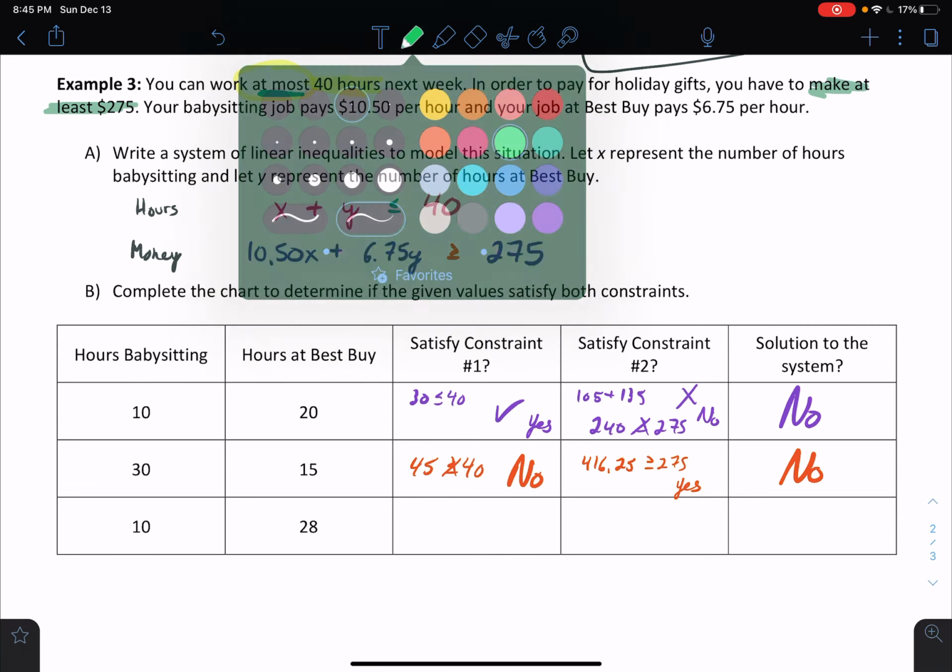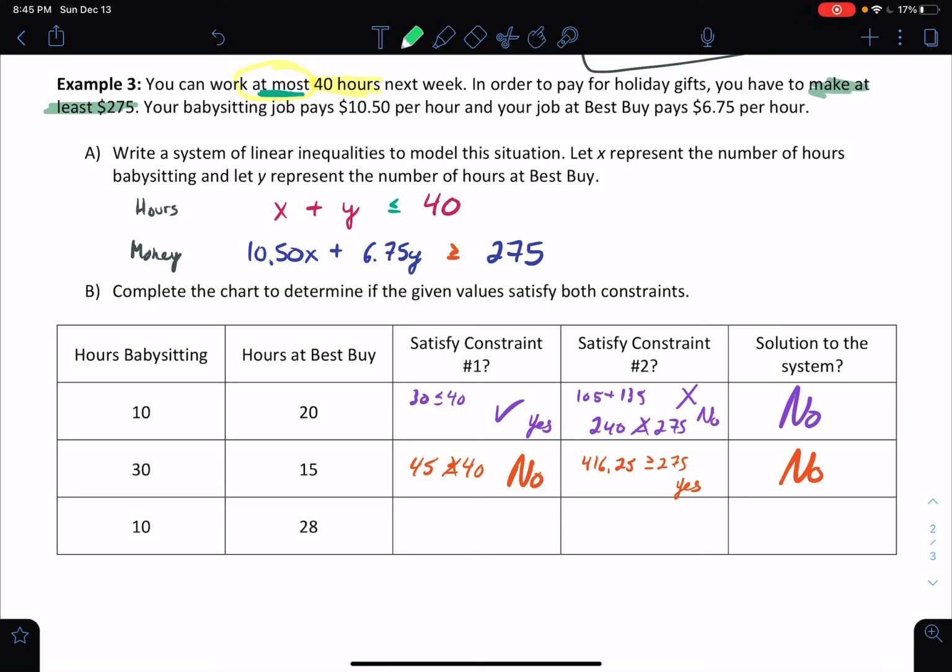Okay? Last one, 10 hours babysitting, 28 hours at Best Buy. So that's a total of 38 hours working. That is less than or equal to 40. So yes, it does work for the first constraint. What about for the second? 10.5 times 10 plus 6.75 times 28. That's going to give me $294, which is bigger than or equal to 275. So yes, it works for the second constraint as well. So since it works for both, it is a solution to the overall system. It would be in that overlapping region.